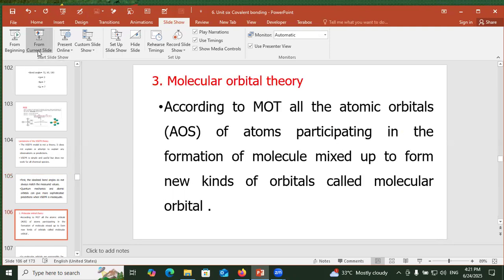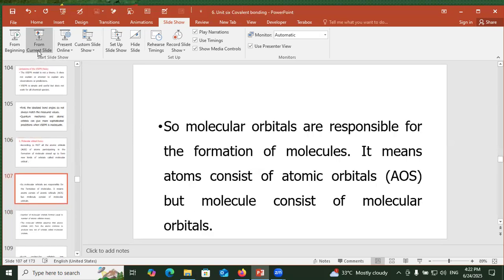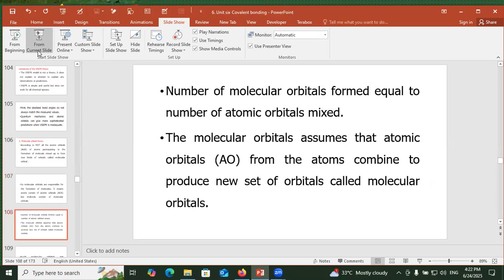Molecular orbital theory. We have already discussed valence bond theory and valence shell electron pair repulsion theory. The third theory is molecular orbital theory. According to molecular orbital theory, all the atomic orbitals of atoms participating in the formation of a molecule mix up to form new kinds of orbitals called molecular orbitals. So molecular orbitals are responsible for the formation of molecules. It means atoms consist of atomic orbitals, but molecules consist of molecular orbitals.